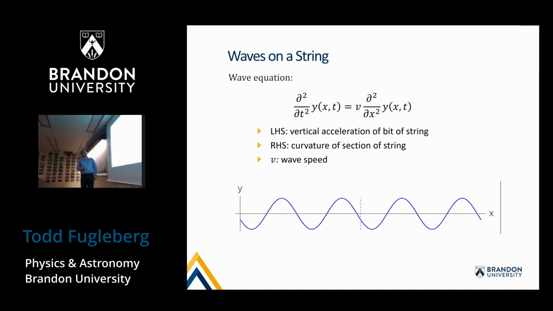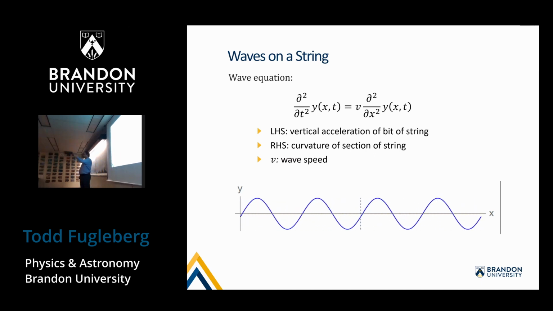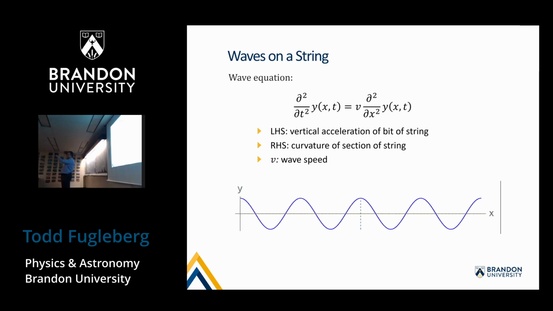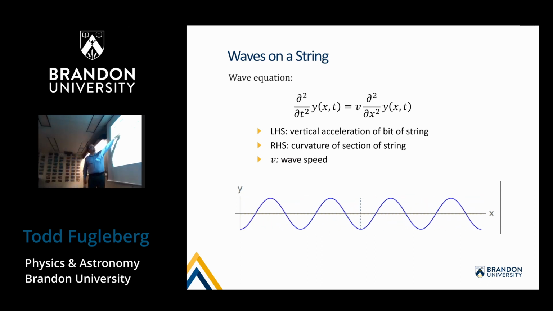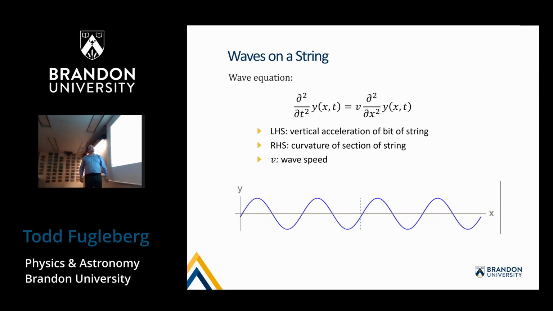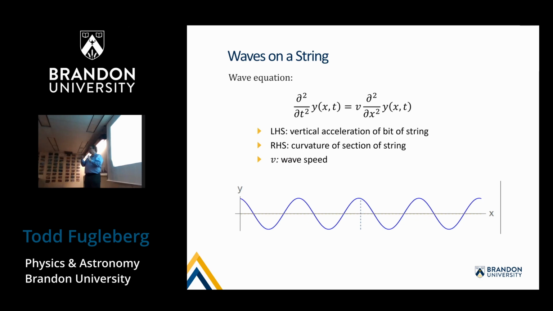And this is the second derivative. The first derivative with respect to position is the slope. The second derivative is the curvature. So this basically says that the acceleration of any point in the string depends on how curved that string is at that point.